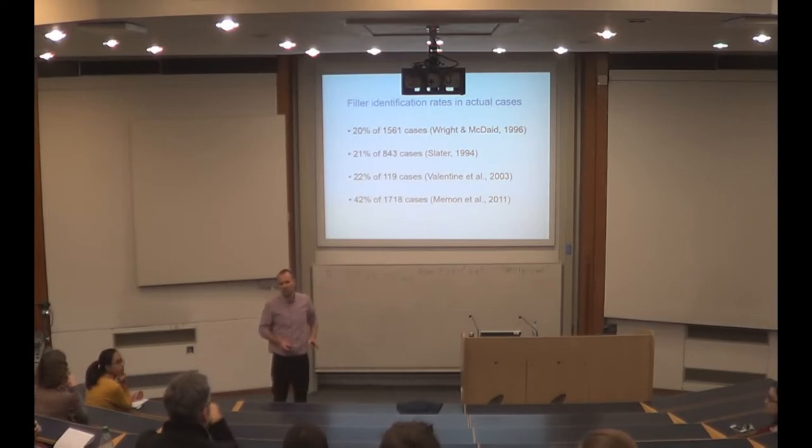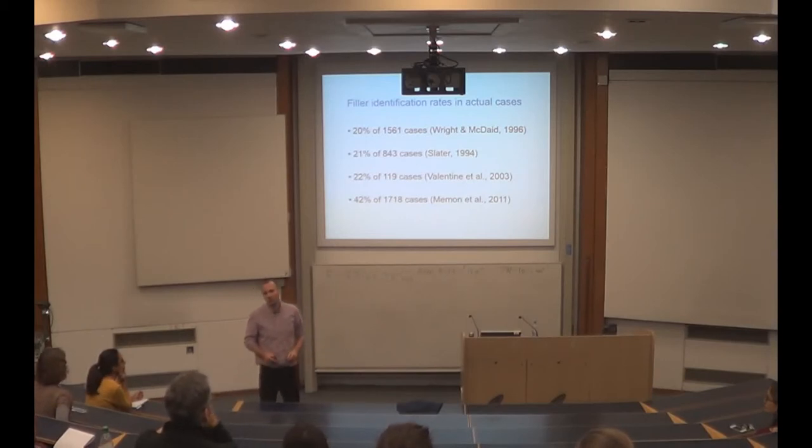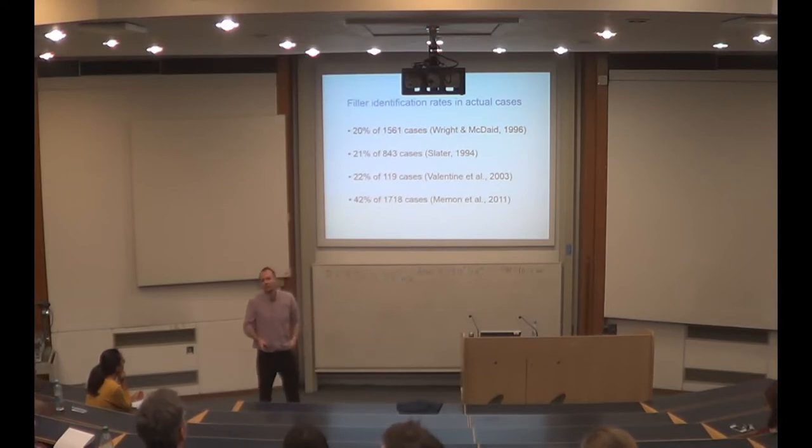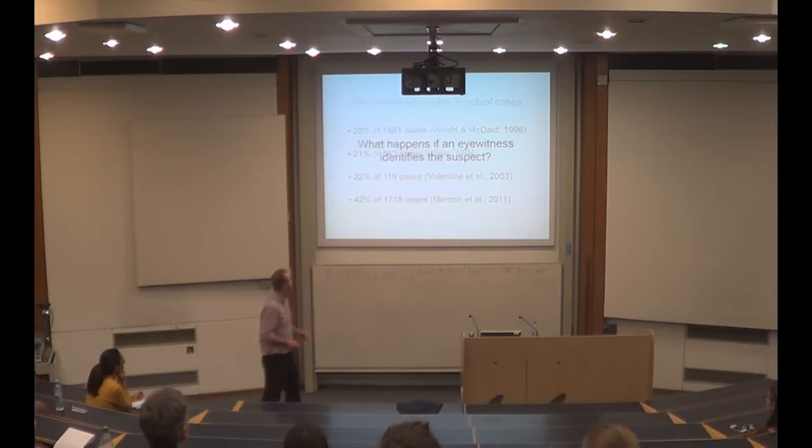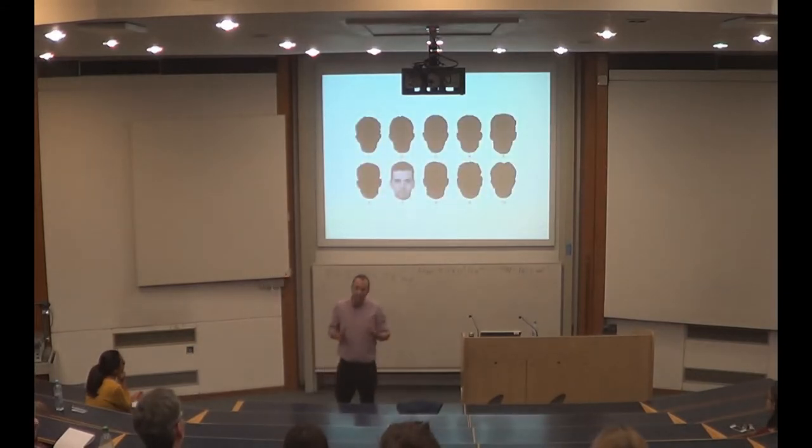How many distractor items are there? This varies depending on the country and the procedure. In the UK, you normally have to have 12 people in the lineup. But there are huge differences in terms of procedure. So, from these filler identifications, we have an idea of the scale of the problem.